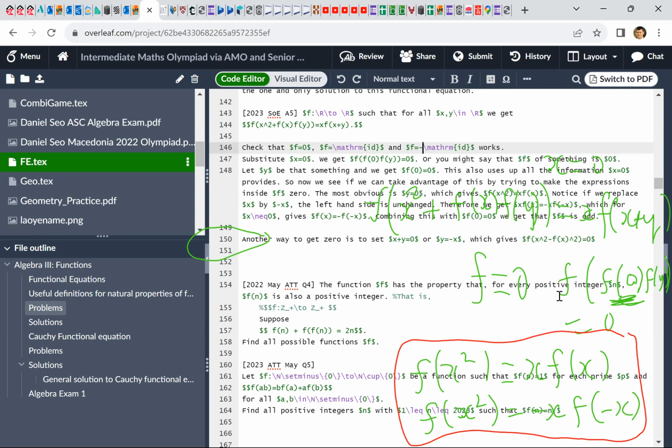Wait, another way. So if it is injective, well, let me just write this. If you set x plus y equals 0, you get this, right? If it's injective, then f of x equals plus or minus x for all x. If it's not injective, then something non-zero.